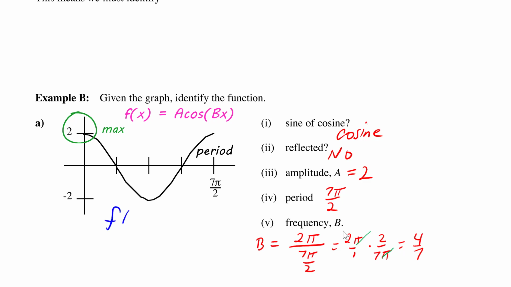So we can put it all together now and say that f of x is a, 2, cosine of b, 4/7 x. F of x equals 2 cosine of 4/7 x.